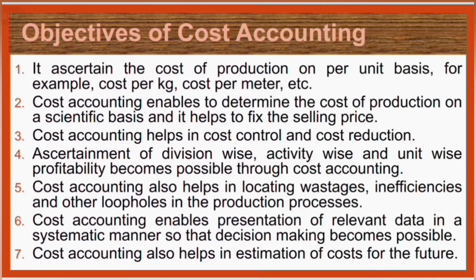Number 4, ascertainment of division-wise, activity-wise, and unit-wise profitability becomes possible through cost accounting. Number 5, cost accounting also helps in locating wastage, inefficiencies, and other loopholes in the production processes. Number 6, cost accounting enables presentation of relevant data in a systematic manner so that decision making becomes possible. And number 7, cost accounting also helps in estimation of cost for the future.